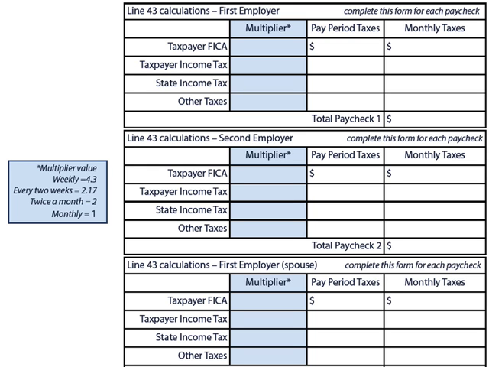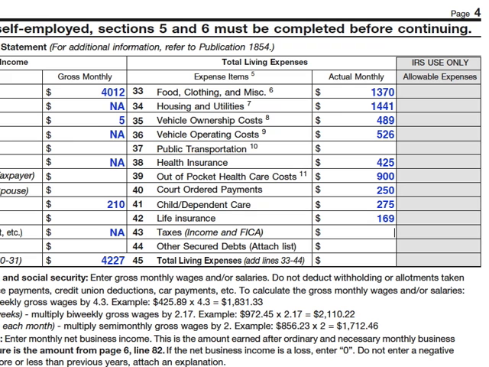We have one of these for each of our paychecks. First employer, second employer, and also for the spouse. And we enter all of our taxes. All the taxes that we pay are entered on line 43 once we run the total. Correct. And on the form, what we would total would be the total of paycheck 1, the total of paycheck 2, total of paycheck 3, total of paycheck 4. So we enter that to line 43. Line 44 is other secured debts.